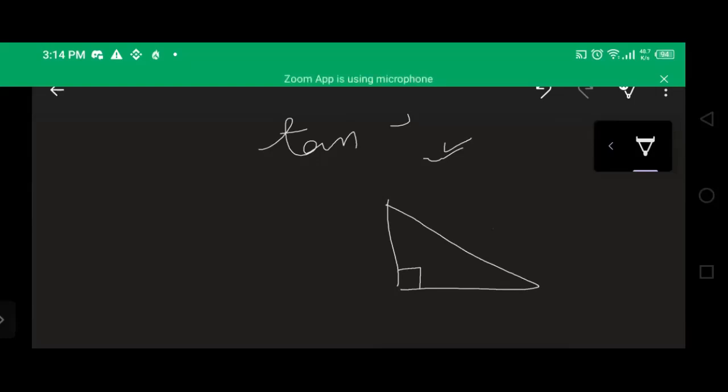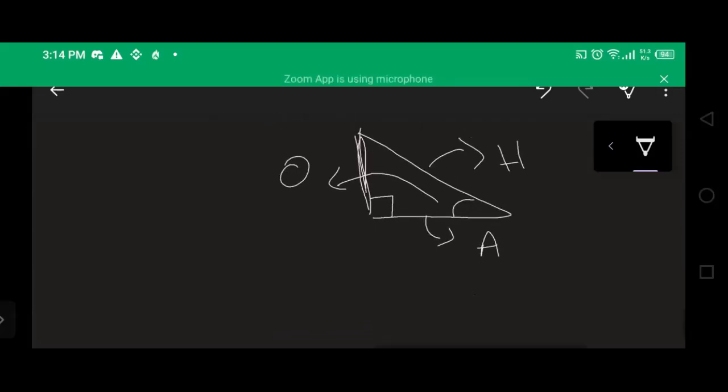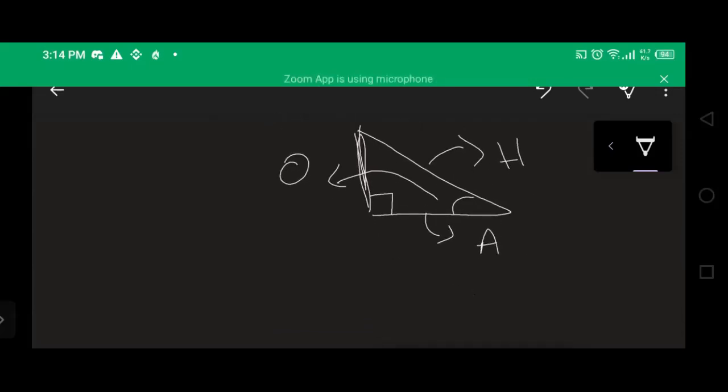What does this side mean in a right angle triangle? The side opposite to the 90-degree angle is the hypotenuse. Okay. And if I have an angle right here, what does this side mean? This is the opposite side. Opposite. And what does this one mean? The one below is adjacent. Adjacent. Okay. So you have learned this by some mnemonics.